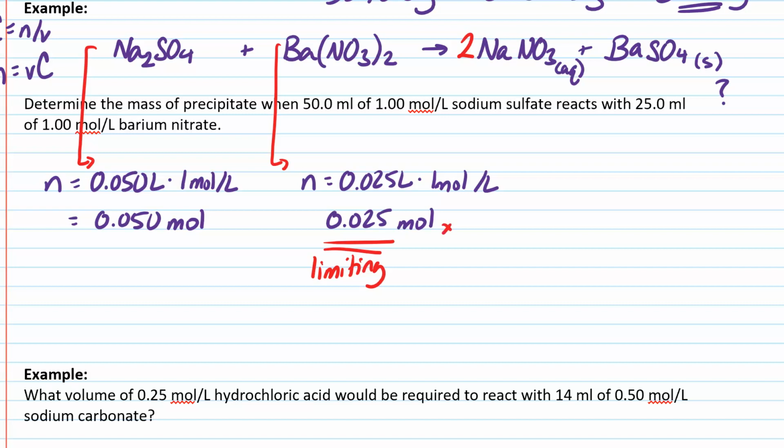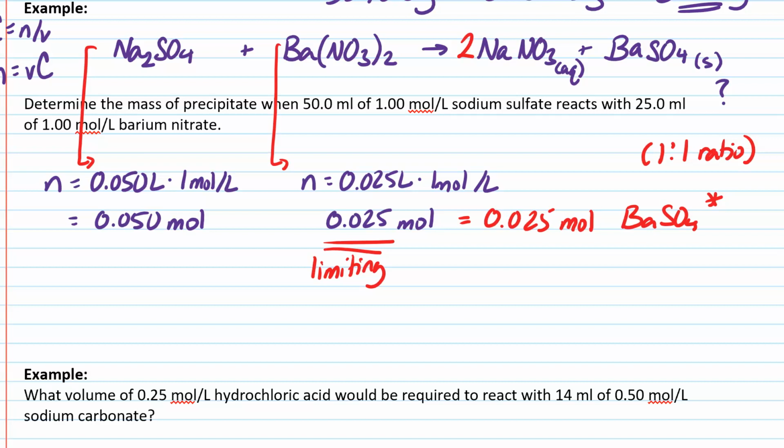And it's a 1-to-1 ratio. So if we have 0.025 moles of barium nitrate, we also have 0.025 moles of barium sulfate. And that's a 1-to-1 ratio, so we didn't have to do any calculations for that.